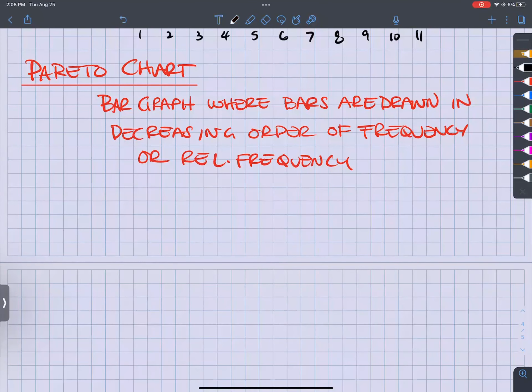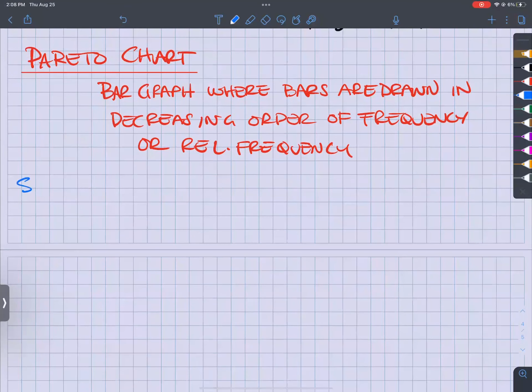So you guys might see side-by-side bar graphs. Side by side. So when do you think you would see side-by-side bar graphs?